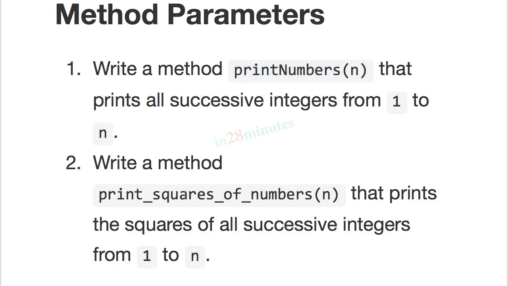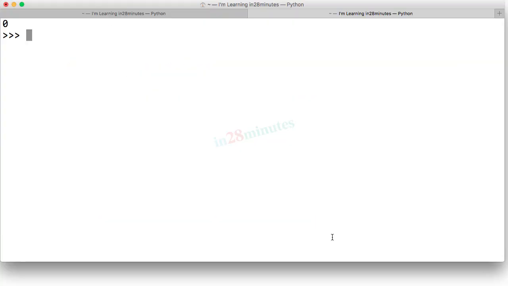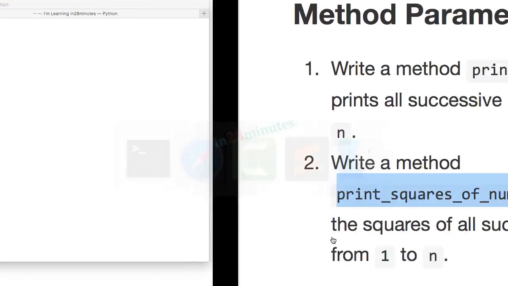The second one is to write a method called print squares of numbers that prints squares of all successive integers from 1 to n. You can pause the video in here, try and execute the exercises, and then look at the solution. What we want to do is start with exercise number 1.